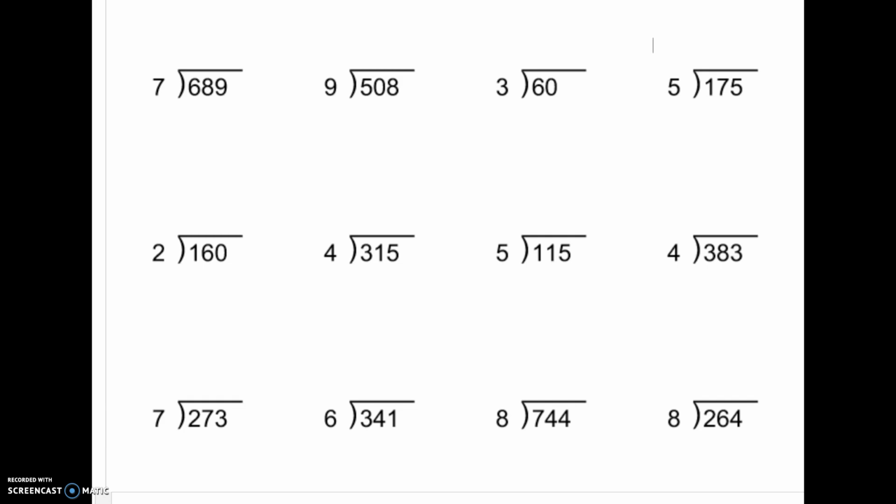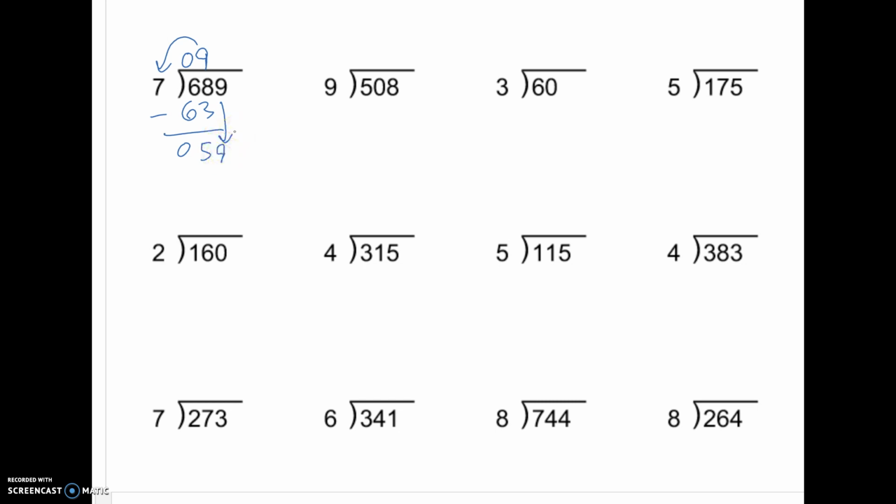All right, so 7 doesn't go into 6, so you can either put a 0 as a placeholder or just move on to 68, okay? If you need to use a multiplication chart to help you with some of this, that's fine. But 7 goes into 68 9 times. We're going to multiply. 9 times 7 is 63. Going to subtract. 8 minus 3 is 5. 6 minus 6 is 0. We're going to bring down the 9.